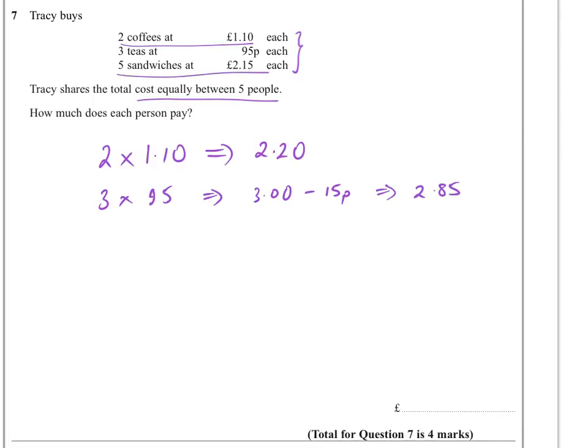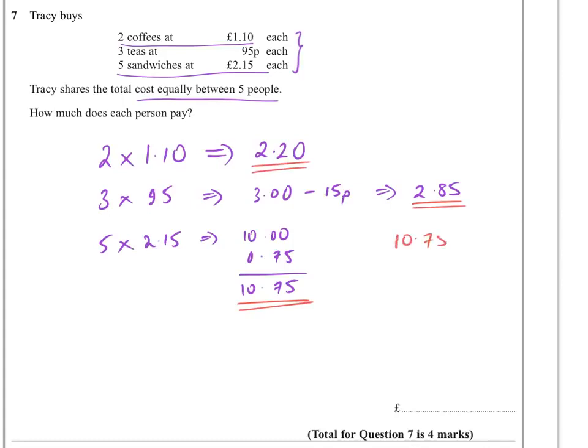And then 5 sandwiches at £2.15. Well, there'll be 5 lots of the 2, that'll be the £10, and then 5 lots of the 15, that'll be 75. So we've got £10.75 there. So if we add up all these amounts here, then we've got £10.75, £2.85 and £2.20. So we're going to have 15, 17, 18, £15.80.